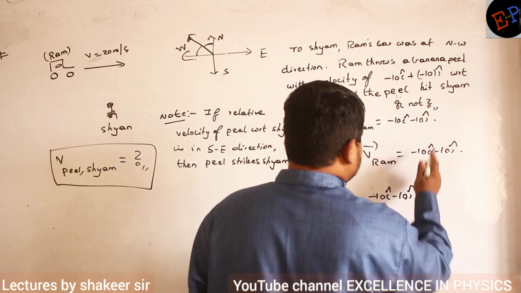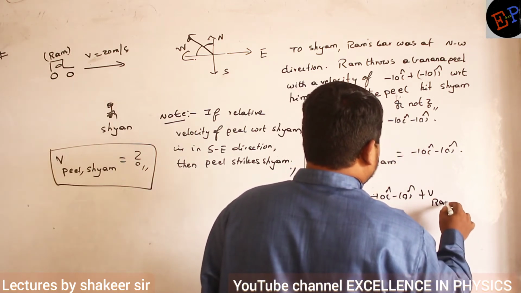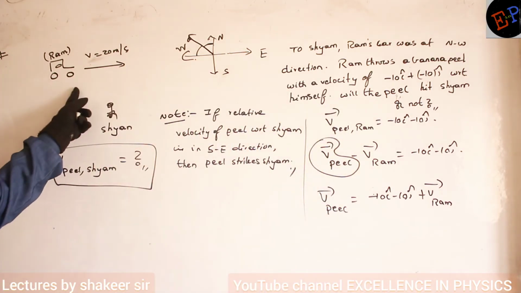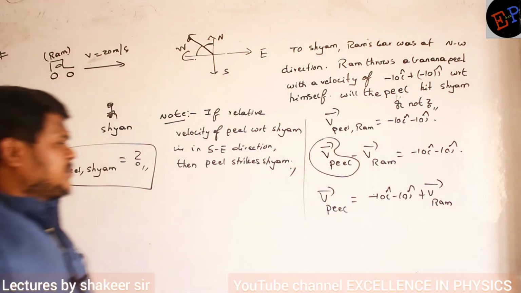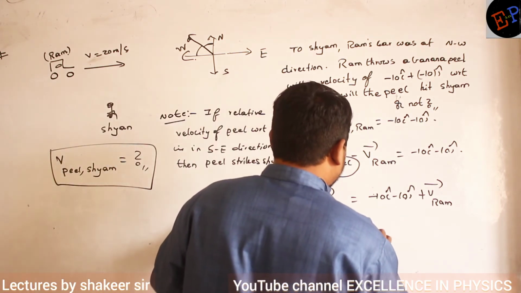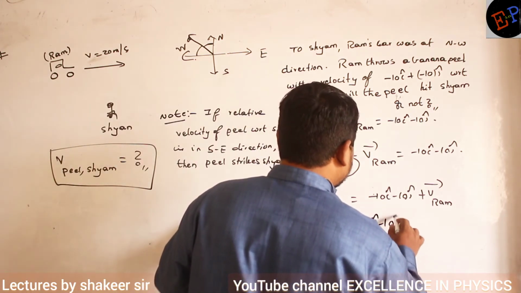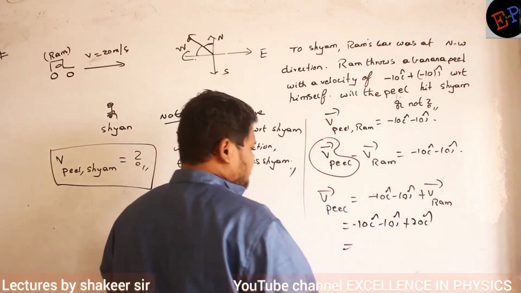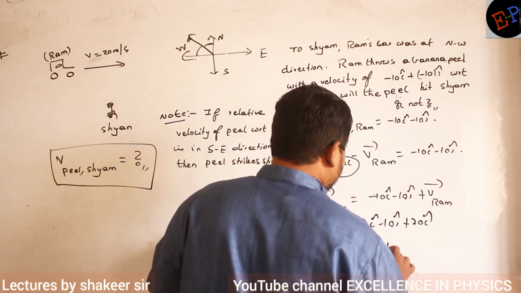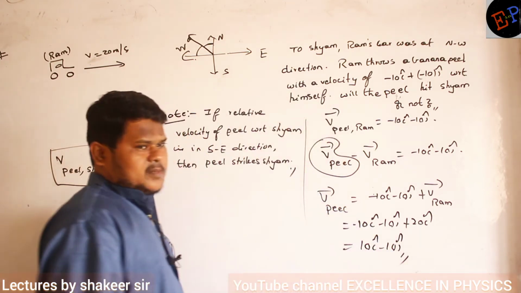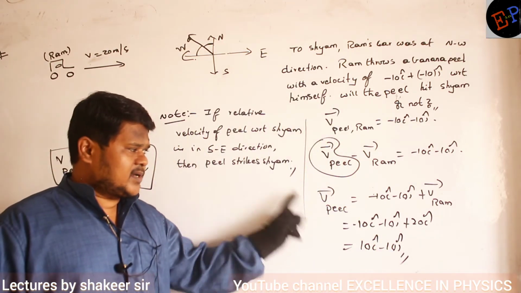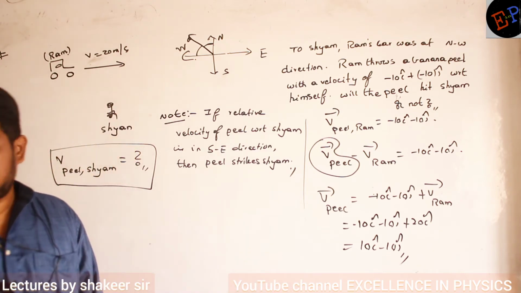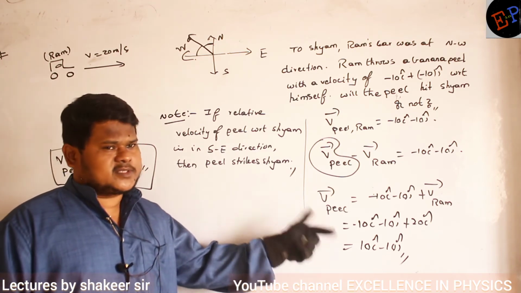The velocity of the peel is minus 10 i cap minus 10 j cap. If minus the velocity of Ram comes to this side, then it is plus the velocity of Ram. The velocity of Ram is nothing but the velocity of the car, 20 i cap. So substituting here: minus 10 i cap minus 10 j cap plus 20 i cap. So 20 i cap minus 10 i cap gives 10 i cap minus 10 j cap. So what is this velocity? This is the velocity of the peel with respect to ground. There is no second subscript. This is the velocity of the peel with respect to ground.